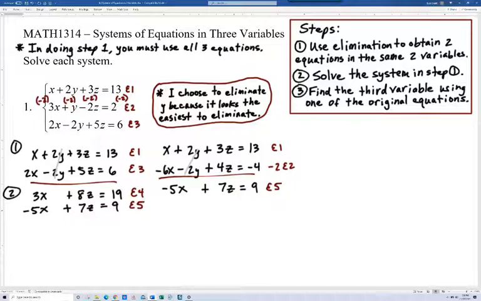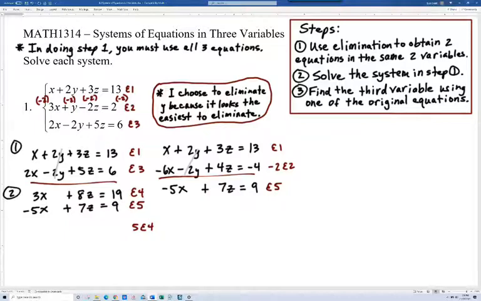Now I'm looking at this and I don't see a nice easy way to, I can't just multiply one of the equations by something and add the two together. So I think I'm going to focus on my x values here, and I'm going to want to get a 15x and a minus 15x when I add these equations together so I can eliminate x. And so let's multiply equation 4 by 5. That'll give us 15x.